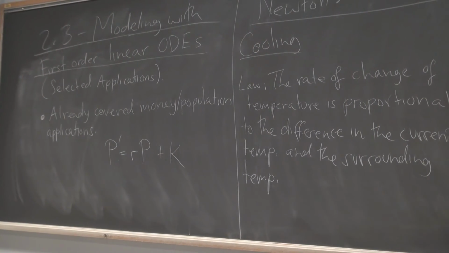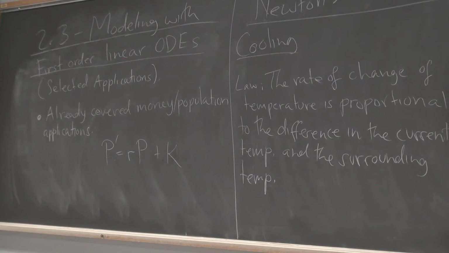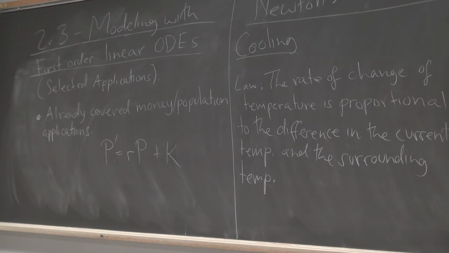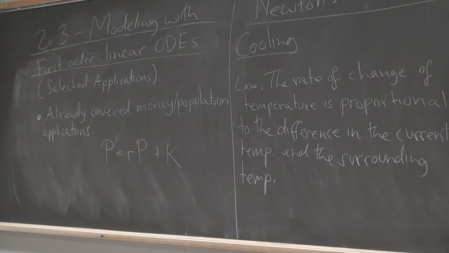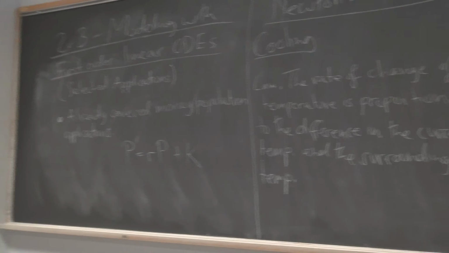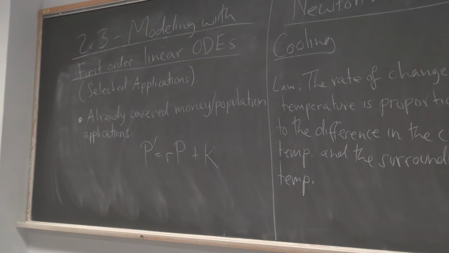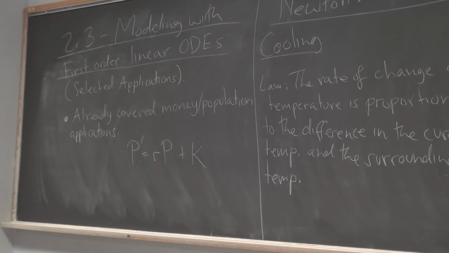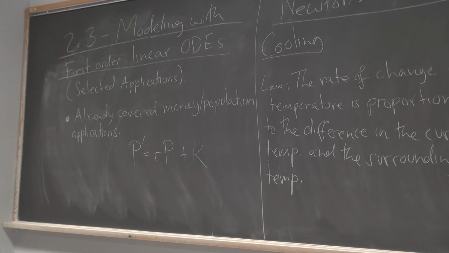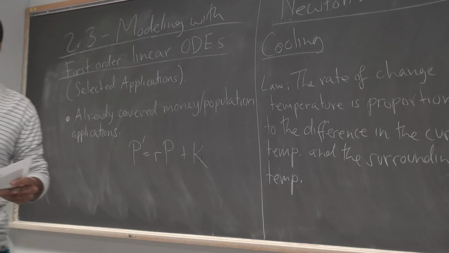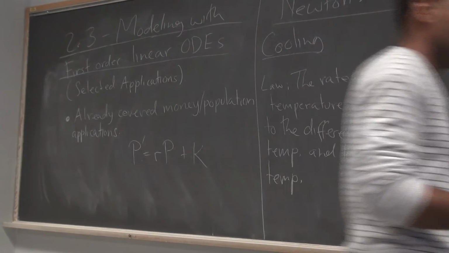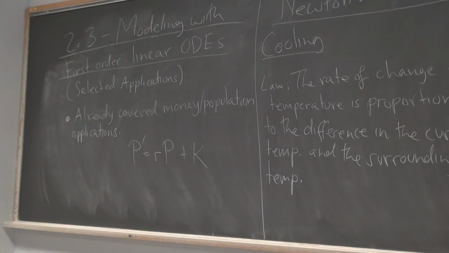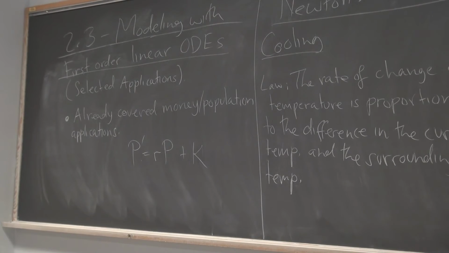So I'm handing out the list of examples we're going to be doing for 2.3. Most of them are word problems, so I don't want to be writing them out on the board. The things on this page that have an asterisk, those are the examples for 2.3. And the one we're going to do now is the last one on the back. That's a Newton's law of cooling problem.